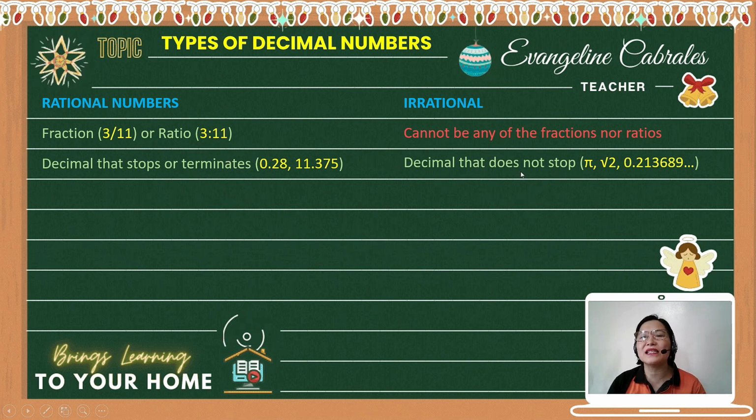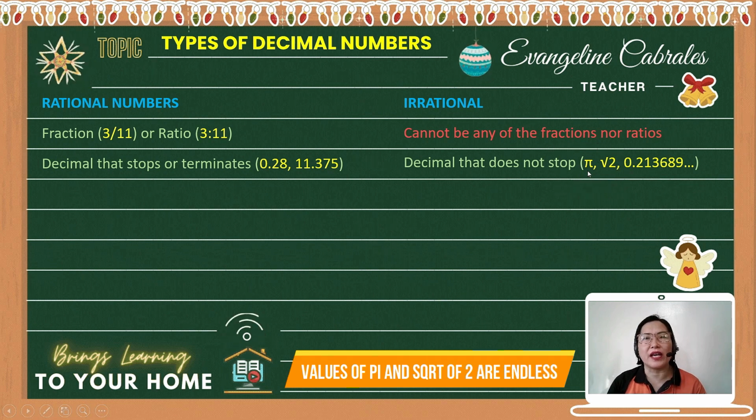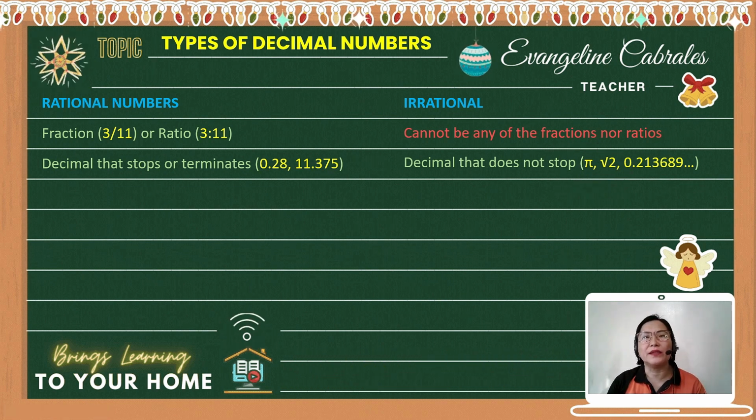Decimal that does not stop. Hindi natatapos o walang katapusan. Sa English, endless. Anong example nun? Ang equivalent ng pi or 3.14. Saan ba usually nakikita ang pi? Ang pi ay nakikita o ginagamit sa pag-aaral ng circle. Okay, when we study area of a circle, pinag-aaralan ang pi.